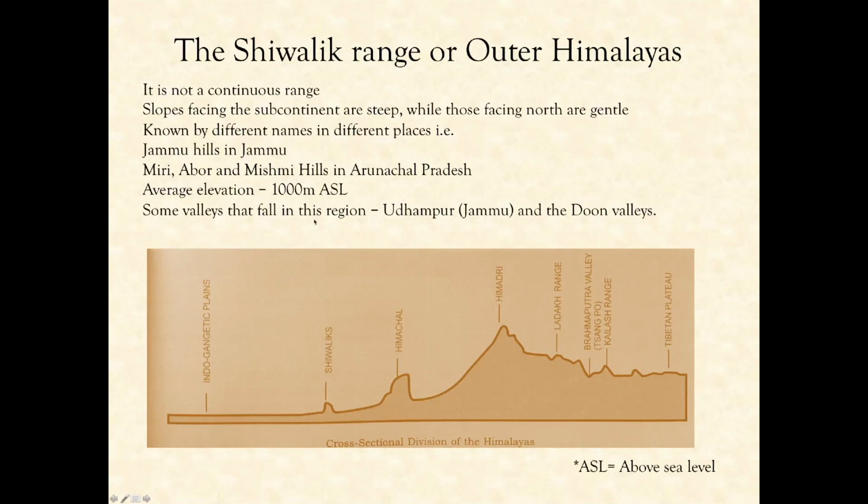Some valleys that fall in this region are Udhampur, that is in Jammu, and the Doon valleys. In Uttarakhand also we have Doon valley. The most important and the largest Doon is Dehradun.